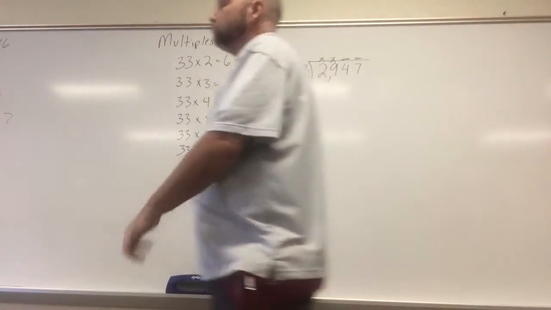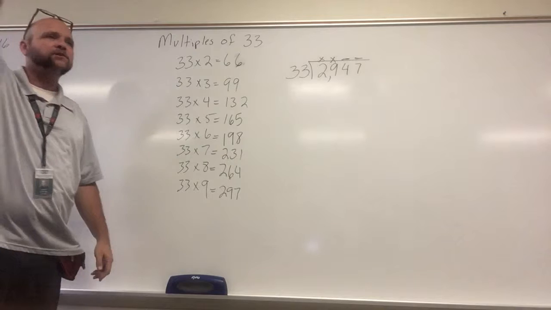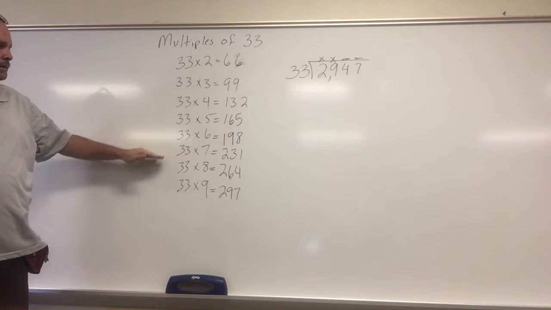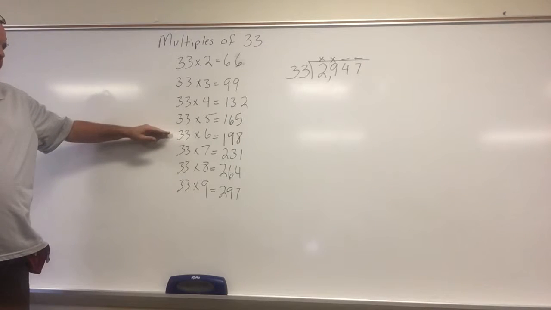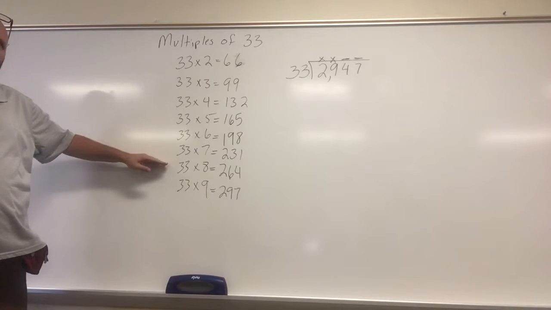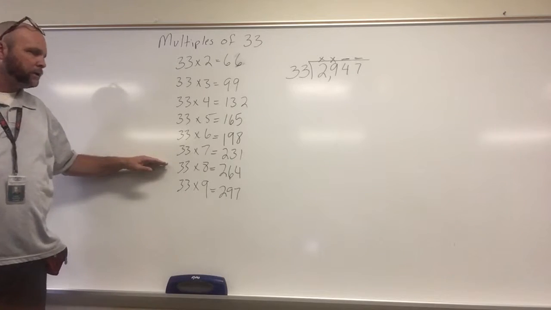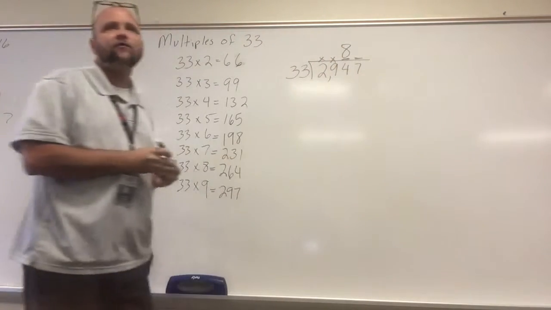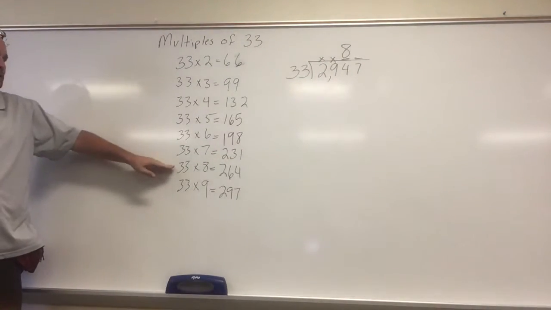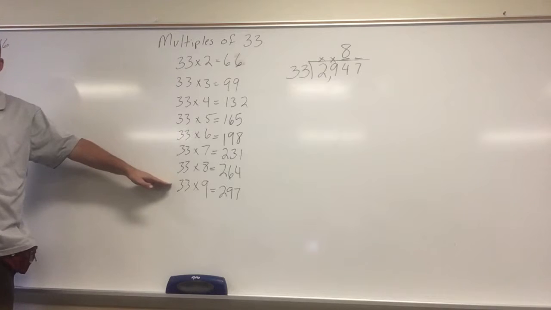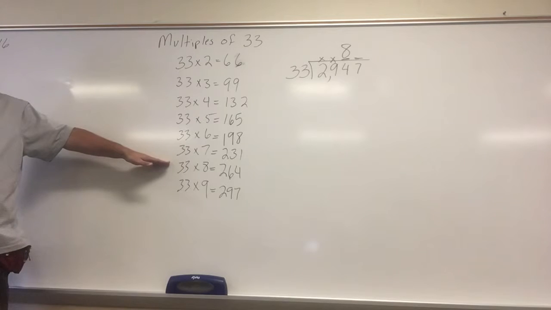33 times 6 is the closest to 294. No, you can get closer. 33 times 8 is closer. Good. 33 times 8 is as close as I'm going to get to 294 without going over. Because 33 times 8 is 264, and 33 times 9 is 297. So times 9 is too big. Times 8 is what I want to use.